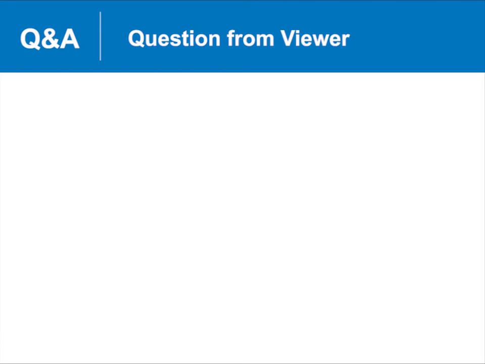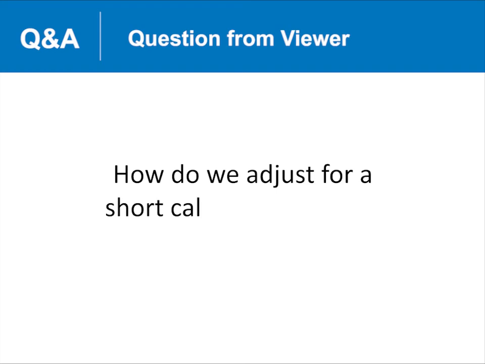Okay, terrific. Let's go to Sylvia's question. Sylvia is asking, how do we adjust for a short call or a short put? I know a lot of these scenarios that we were looking at were long positions, and we certainly know the risk of short positions, certainly when they're short uncovered positions. So how would you adjust for a short call, for example, if it goes against you?